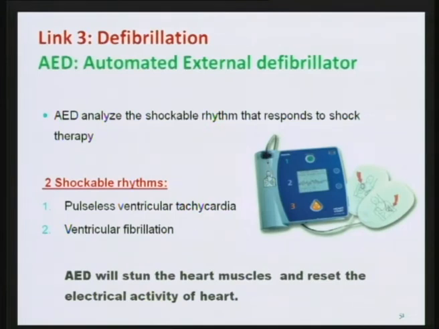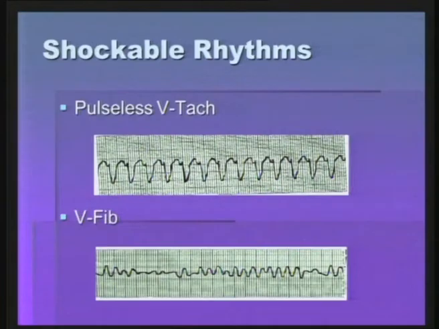Now coming to defibrillation. The third part is defibrillation, that is the automated external defibrillator. This is to give the shock to the patient. The shock is given only in case of 2 shockable rhythms, that is pulseless ventricular tachycardia and ventricular fibrillation. So what is the action of this defibrillator? It will stun the heart muscles. It will give current to the heart muscle, and it will start its electrical activity if it is not beating. So the 2 shockable rhythms are pulseless ventricular tachycardia and ventricular fibrillation.